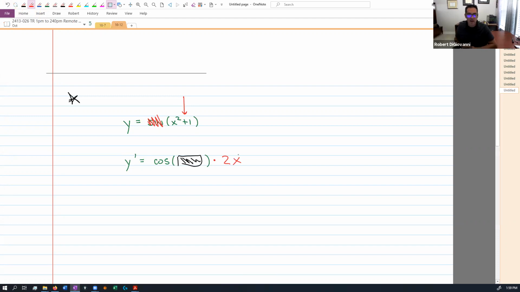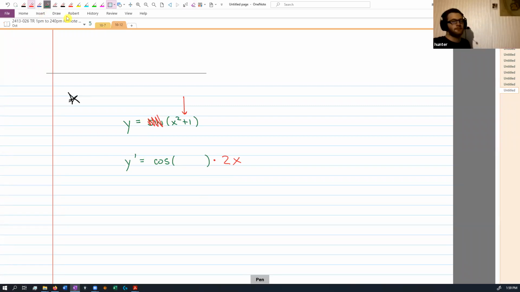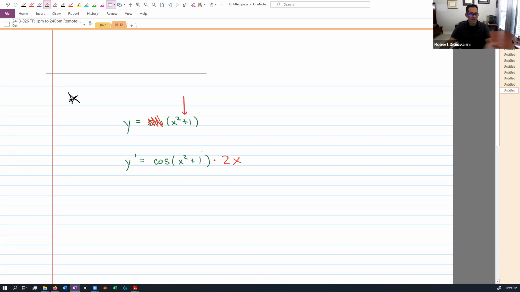But I need to uncover that rag, right? Because this rag was right here. I need to uncover it. What's underneath the rag? X squared plus 1. Okay, that's the chain rule. We'll do another one.